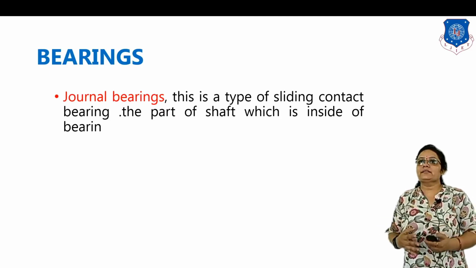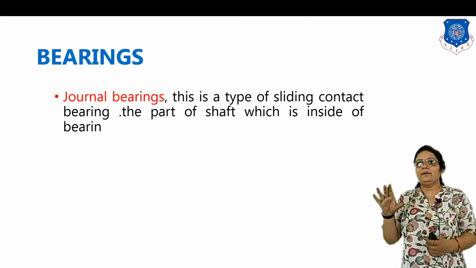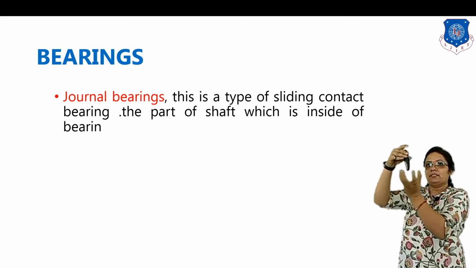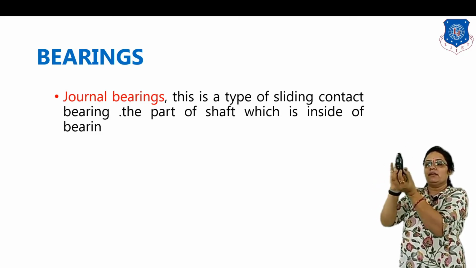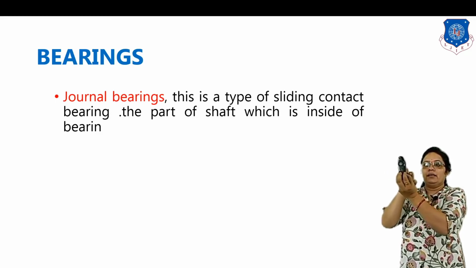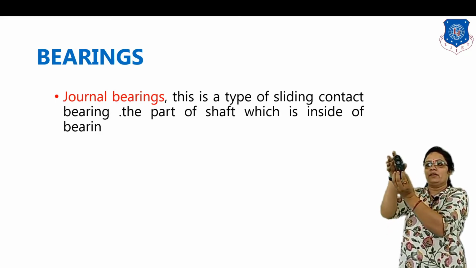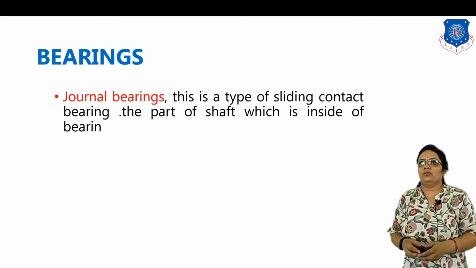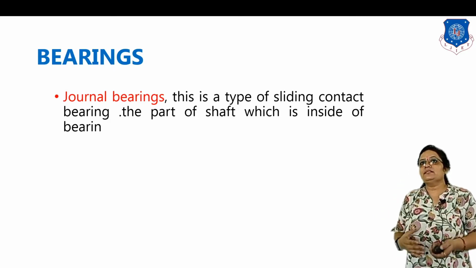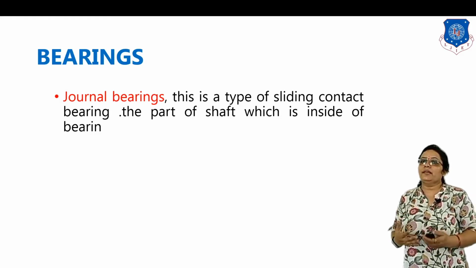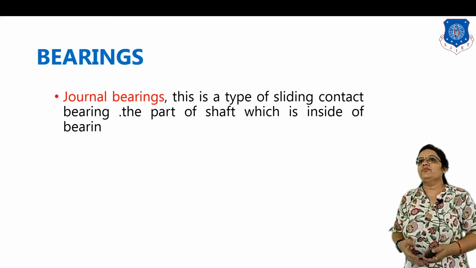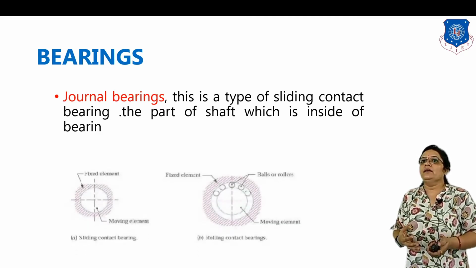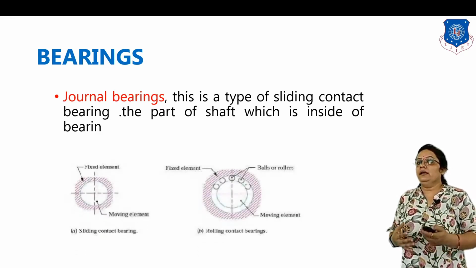We have already discussed what a journal is. A journal is that part of the shaft which is inside the bearing. For example, this is your shaft and this is your bearing, and that portion of the shaft which is only inside the bearing is known as the journal. A journal bearing is basically a type of sliding contact bearing.